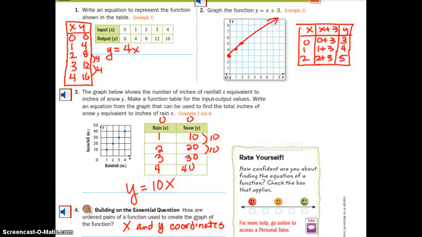For number 3, 1 inch of rain is 10 inches of snowfall. So again, y equals 10x. And then how do you use these? The ordered pairs are your x and y coordinates, so you always graph them. And notice on number 3 that we do have a linear equation, and it does go through the origin, which is 0, 0.